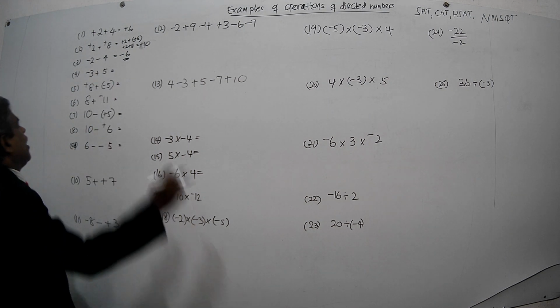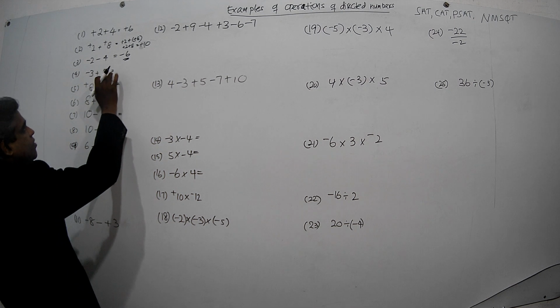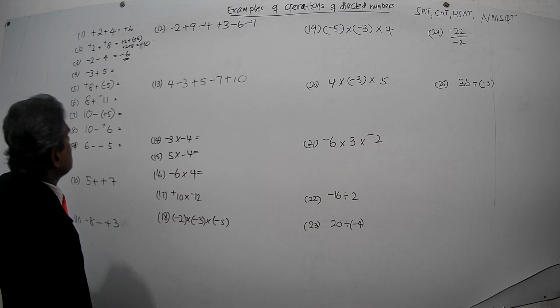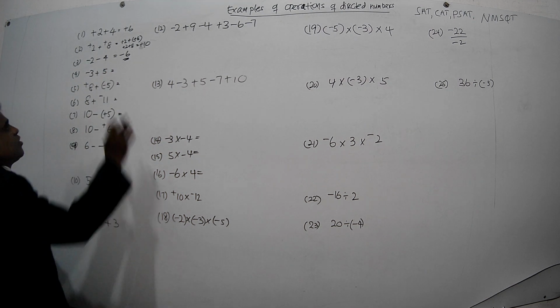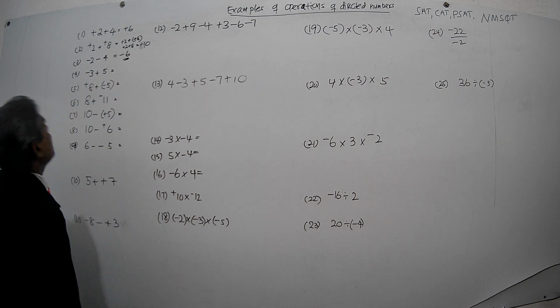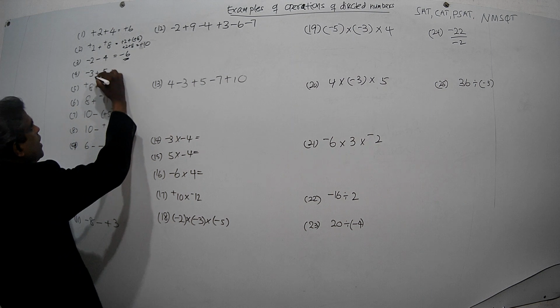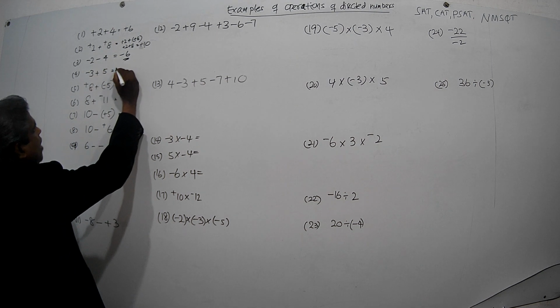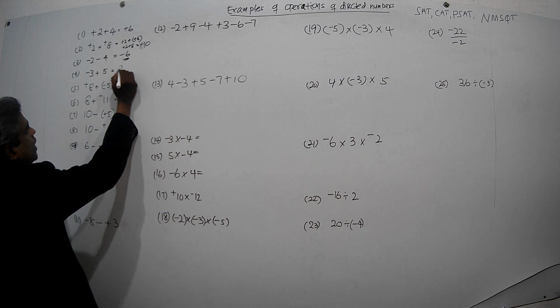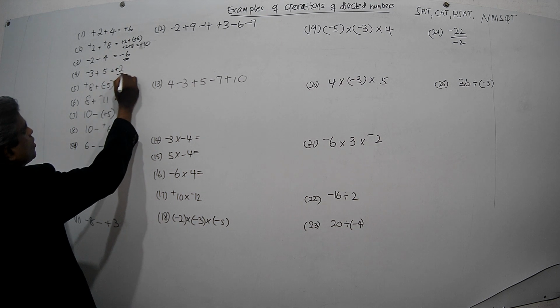Therefore, -3 +5. One number is minus, the other number is plus. Then you subtract the two numbers and put the sign of the larger number according to the rule. Here -3 +5, after subtracting, the answer is 2. That is +2, since the sign of the larger number is plus.